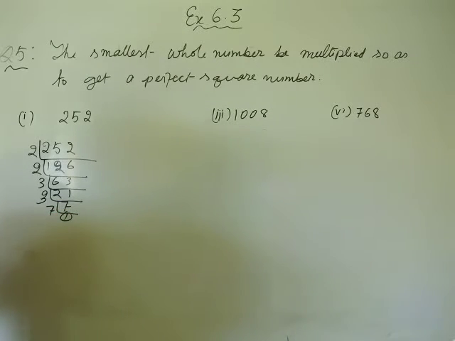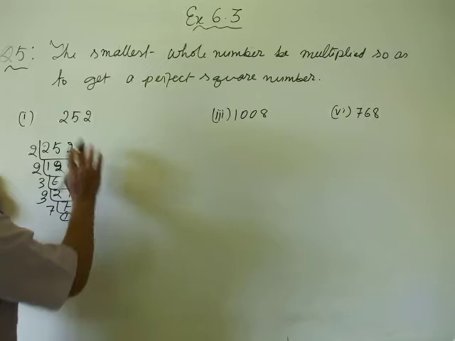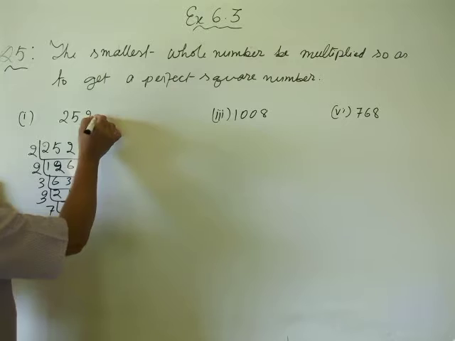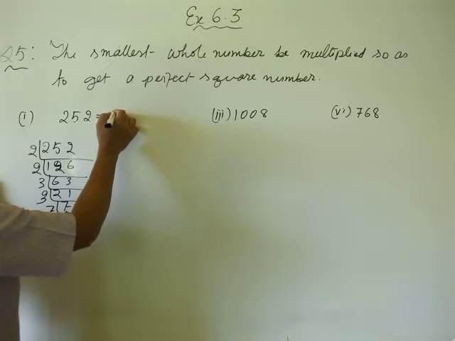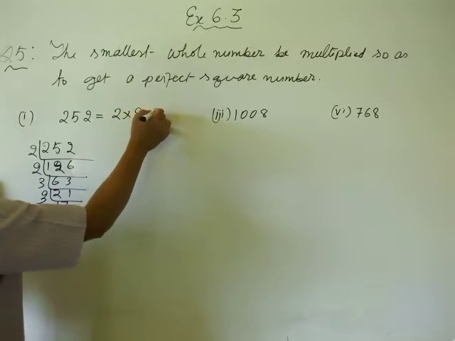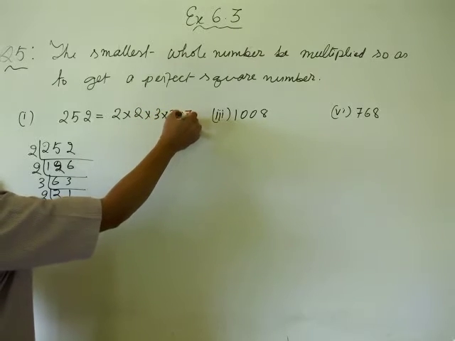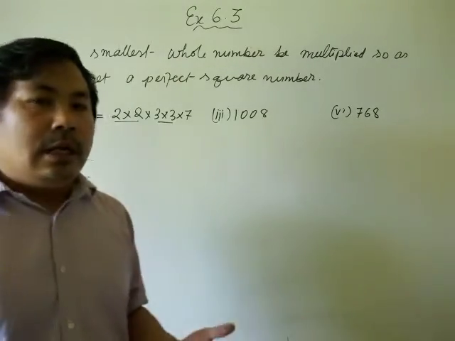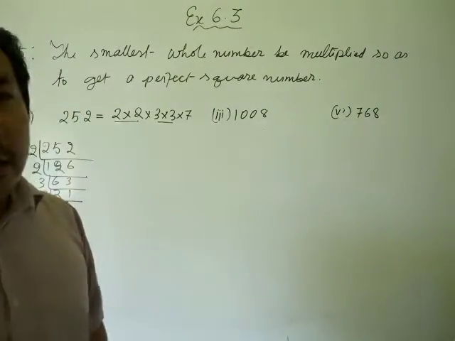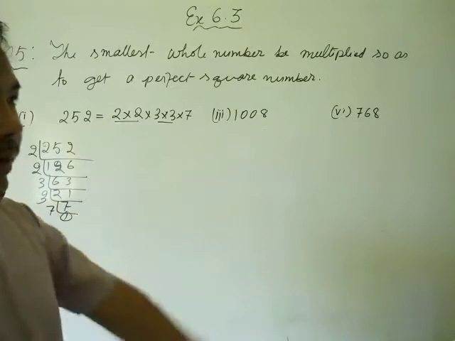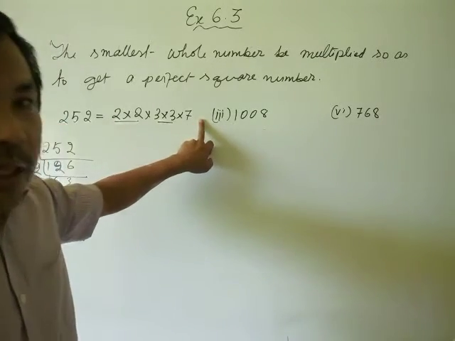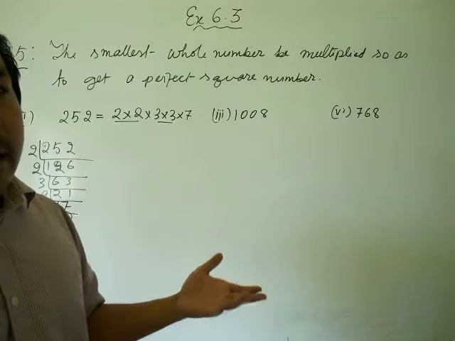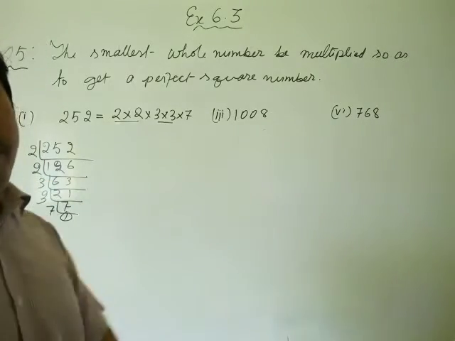Here we are not going to change anything. This is not a perfect square, because 252 can be written as 2 into 2 into 3 into 3 into 7. We can pair 2 and 2, 3 and 3, but 7 is an unpaired number. We need one more 7 here, so that we can pair them, and the number will become a perfect square.